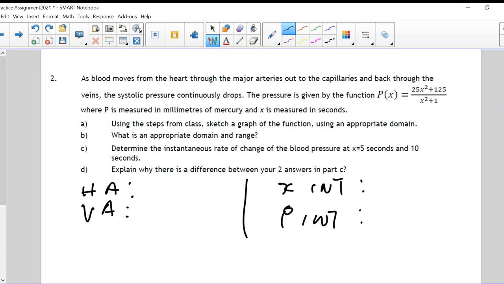So work with me now. You're listening carefully. I'll get to the VA in a little while. Listen carefully. I'm going to give you a clue as to how to get that HA. The HA has to do with the degree of the numerator and denominator. It's one of two things. If the numerator and denominator have the same degree, the HA will be the ratio of the lead coefficients. If the numerator is a lower degree than the denominator, the HA is just going to be the x-axis.